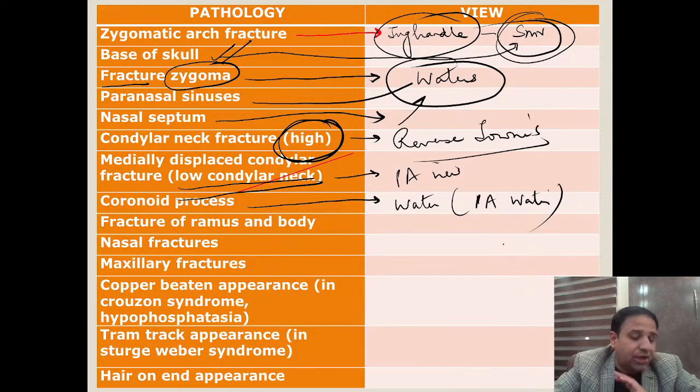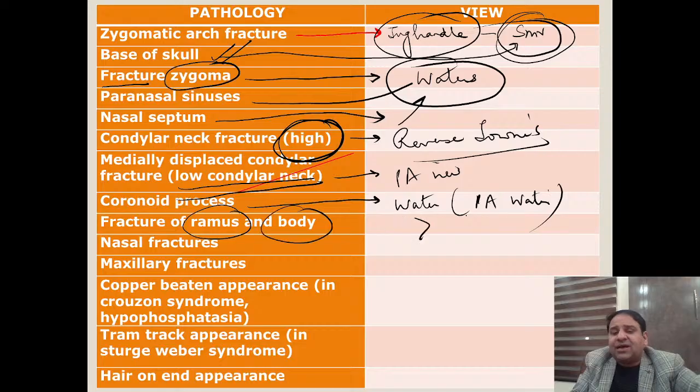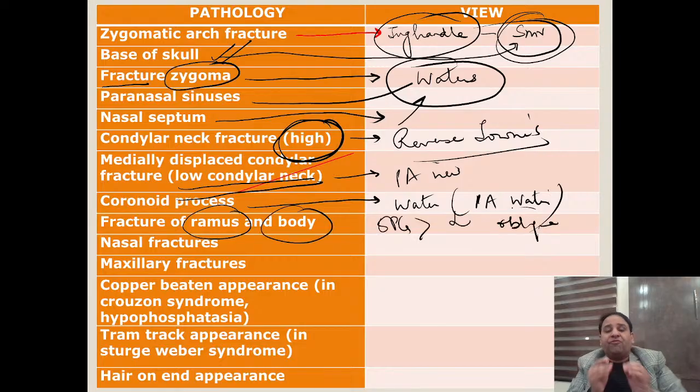Yes, very good. Most of you are answering it. Very nice. Again, fracture of ramus and body, OPG is the best answer, and after OPG we have lateral oblique. For fracture of ramus and body, OPG first, then lateral oblique.